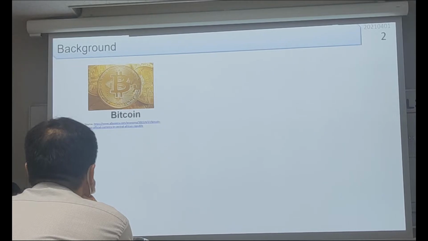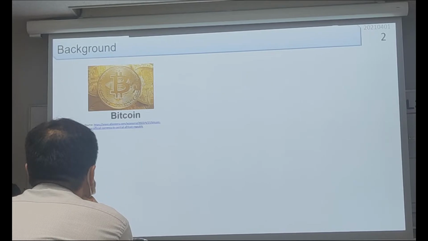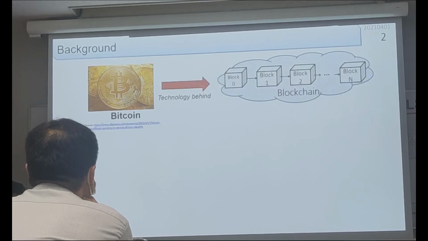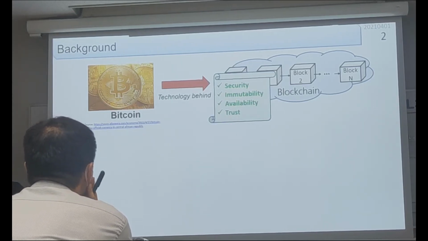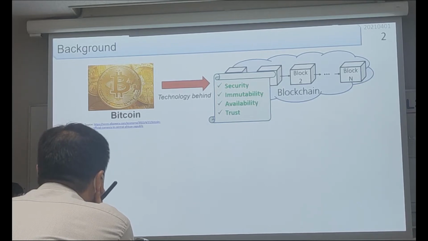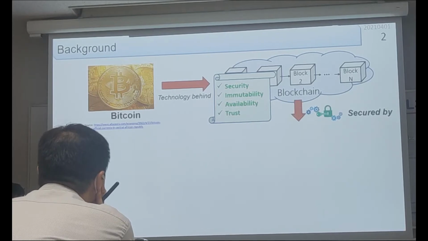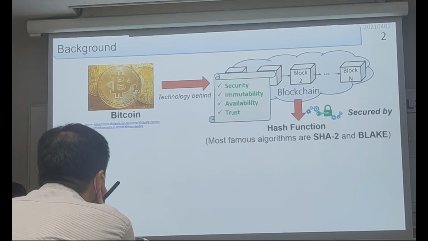I guess a lot of you know about Bitcoin, because Bitcoin is the most popular cryptocurrency today. But today we won't talk about Bitcoin, we just talk about the technology behind Bitcoin, which is blockchain. Blockchain has several advantages like high security, immutability, availability and trust. To achieve these advantages, the blockchain network is secured by hash functions. The most famous ones are SHA-2 and BLAKE.